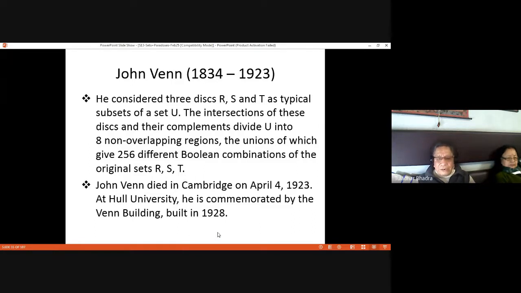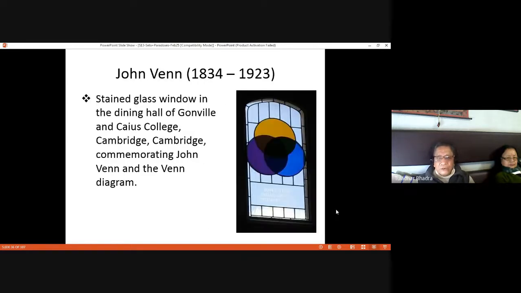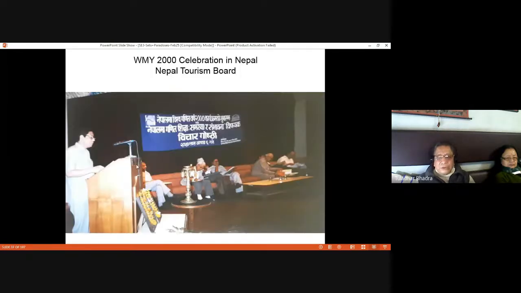John Venn died in Cambridge on April 4, 1923. At Hull University he is commemorated by the Venn Building, built in 1928. I don't know what you can see here. It is a stained glass window in the dining hall of Gonville and Caius College, Cambridge University, commemorating John Venn. And you can see the Venn diagram, three circles over here. Now, that was a bit about sets.